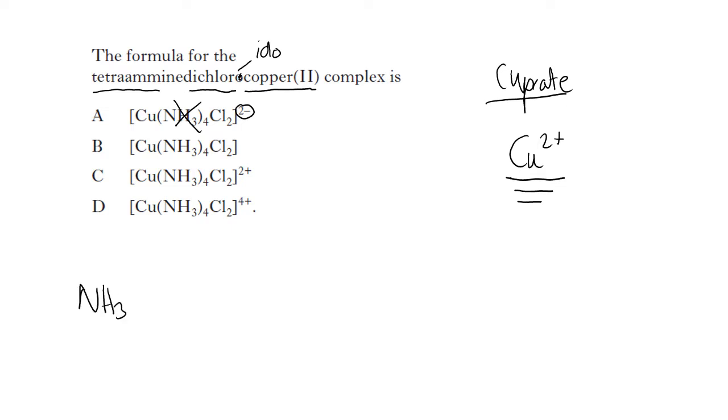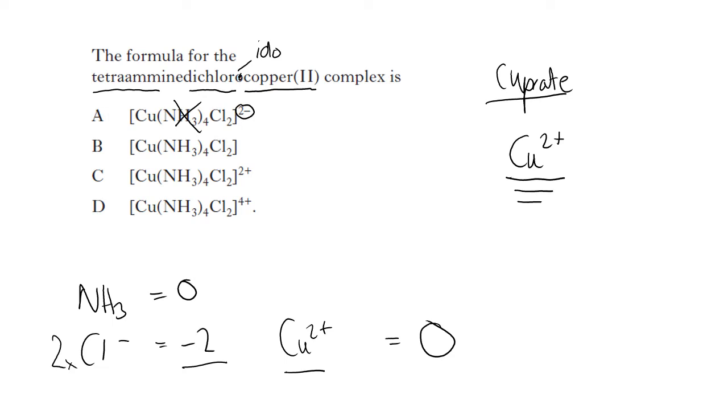Well, NH3 is neutral, so it has no charge. Chlorido ligands are negative, and we've got two of them, so that means we are negative 2. We've only got one copper, so negative 2 plus 2 means we've got a charge of 0, so our complex should be neutral, which gives us B as our answer. Okay, so look at the end, that's going to tell you the charge on your metal. The name of the metal is also going to tell you whether or not the complex overall has a negative or positive charge.